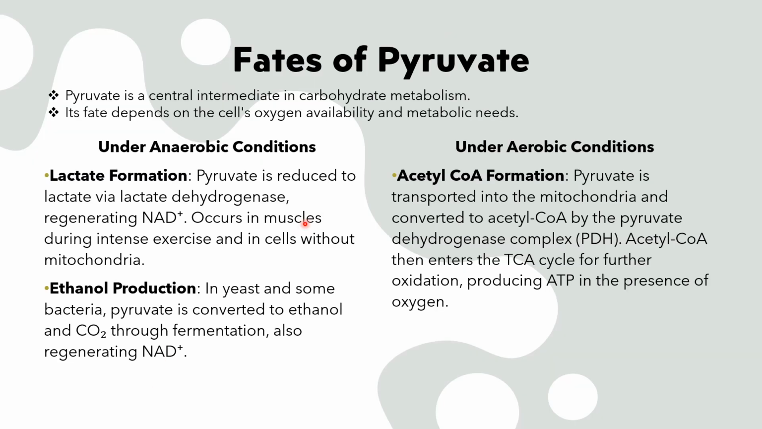So the effects of pyruvate depend on whether the cell is metabolizing glucose in the presence or in the absence of oxygen. So oxygen is very fundamental in determining the effects of pyruvate. In the absence of oxygen, we call this anaerobic conditions. And so under anaerobic conditions, two things can happen to pyruvate. One, it can be converted to lactate, or it can be converted to ethanol.